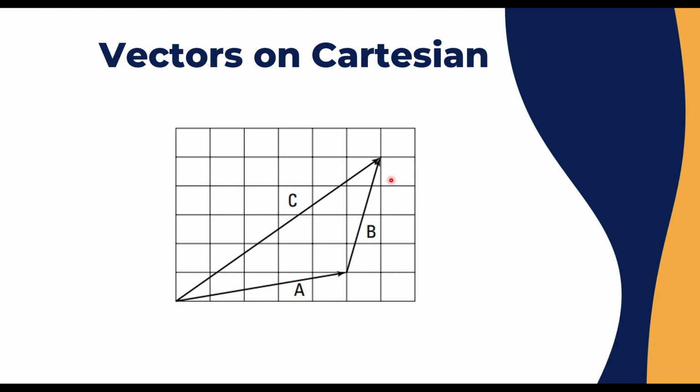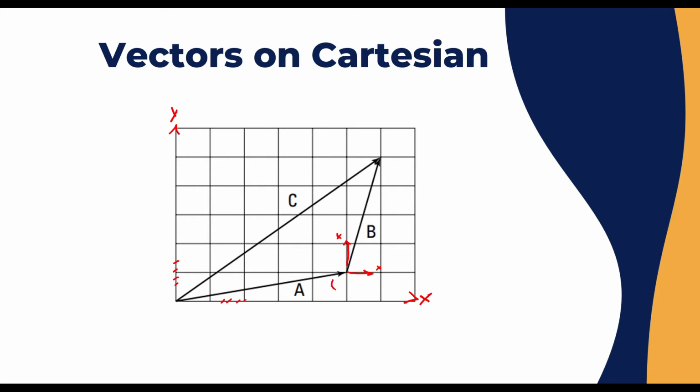Now, we need to know that on the Cartesian, you can't tell just one value for the magnitude of the vector, it needs to be two values, because as you remember, the Cartesian has an x and y axis. So for vector A, this is the x axis and this is the y axis. For vector B, this is the x axis and this is the y axis. Keep that in mind in deciding the value of A, B, and C.